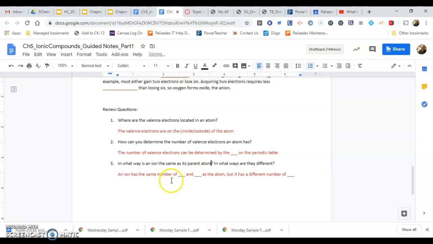What I want you to do is an ion has the same number of something and something as the atom, but has a different number of something else. Okay, so there you go. That's all you need to do part 1 of the guided notes.